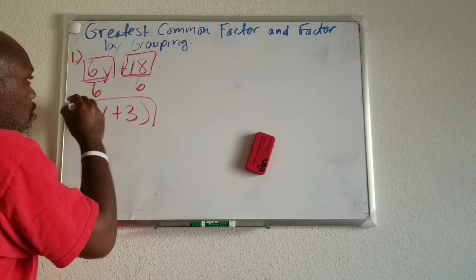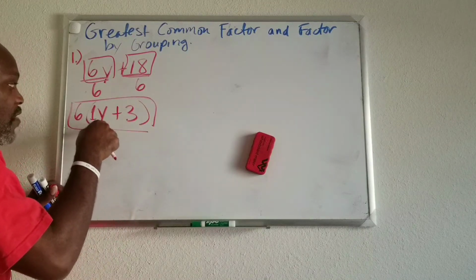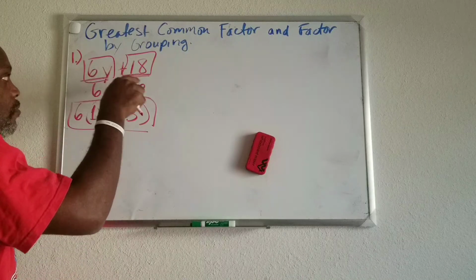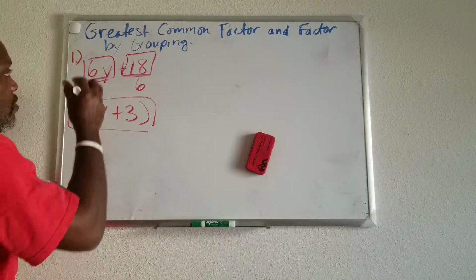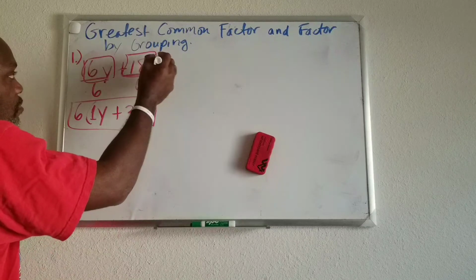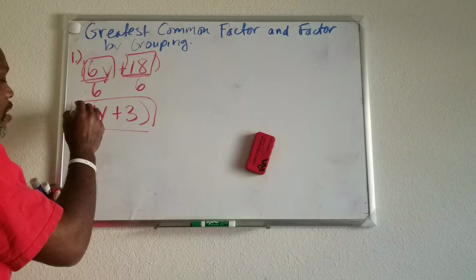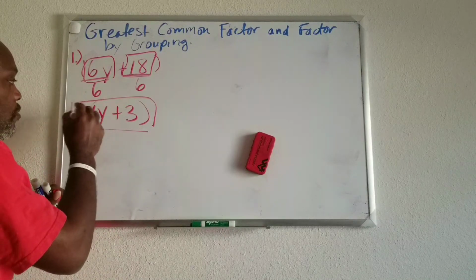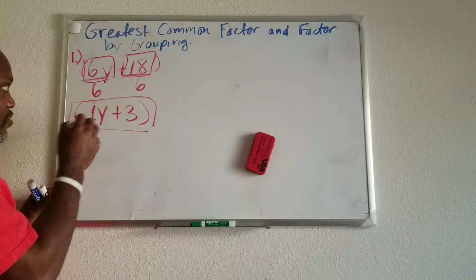And so this is being factored. So this is a factor of this binomial. How do I know that? Because if I multiply back in, if I distribute, it'd be 6y plus 18. So there you have your answer.